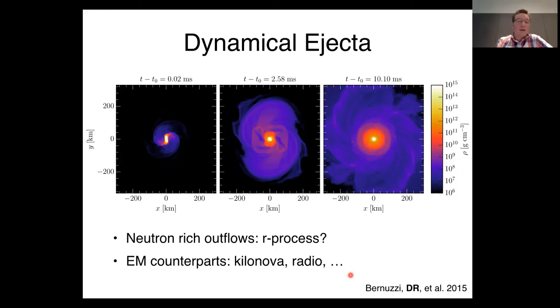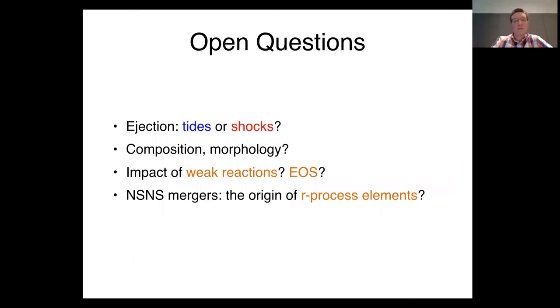possibly also other counterparts. For example, in the radio band, over long time scales, as this ejecta sweeps the interstellar medium, it will do something similar to a supernova remnant and produce radio flares over time scales of months or years. So there is a lot of interest now in trying to accurately model this ejecta from neutron star mergers.